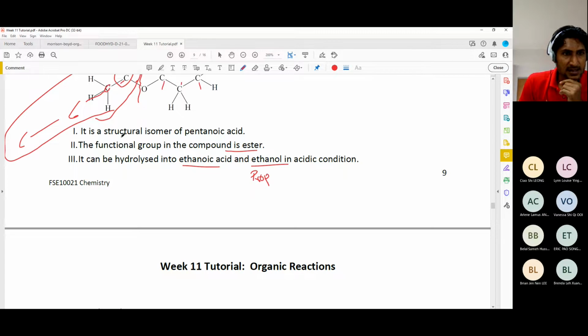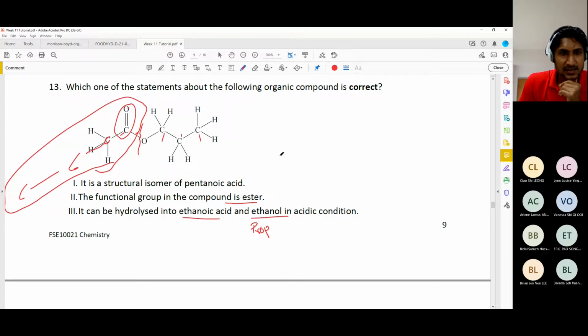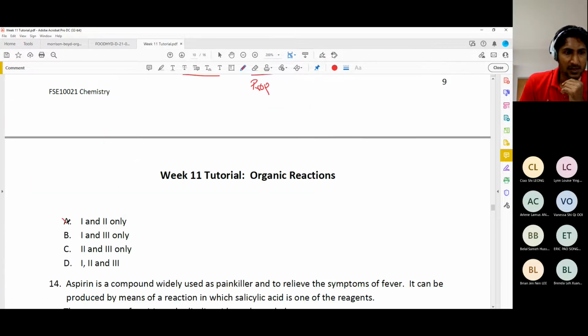So yes, it is a structural isomer of pentanoic acid. Pentanoic acid is methane, ethane, propane, butane, pentane, so C5H10O2. This is pentanoic acid. This one is 1, 2, 3, 4, 5 carbons, and 10 hydrogens as well, and 2 oxygens. So both A and B are correct. For this, A and B are correct.